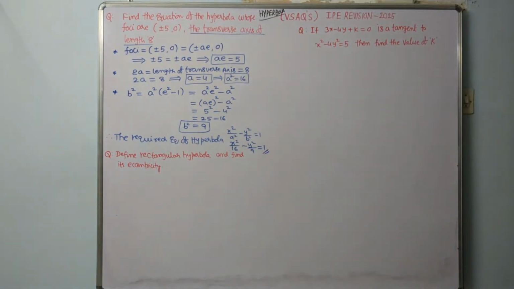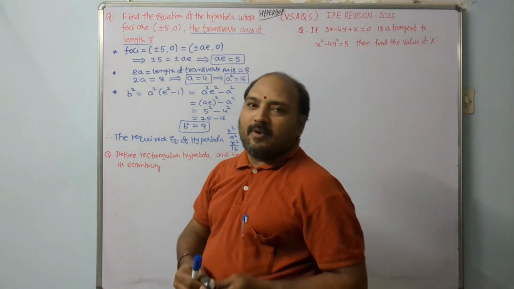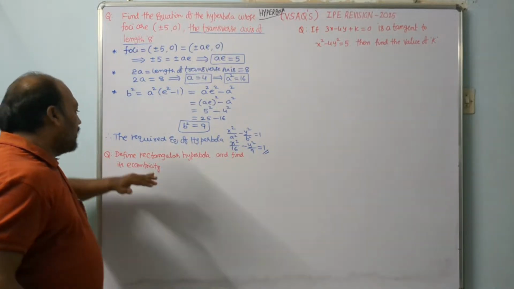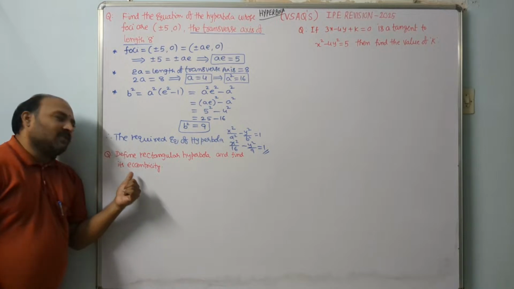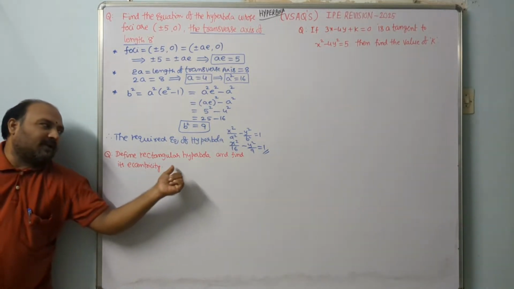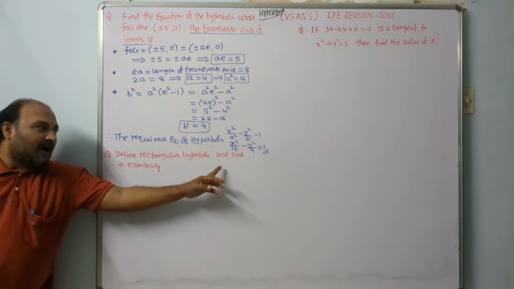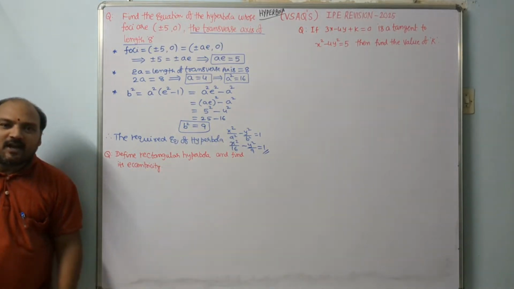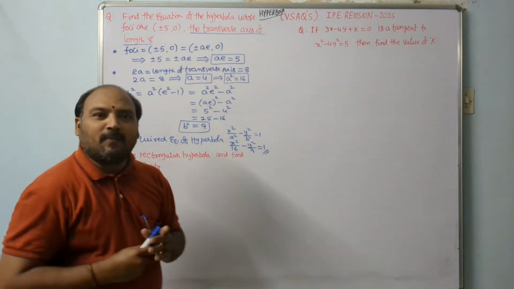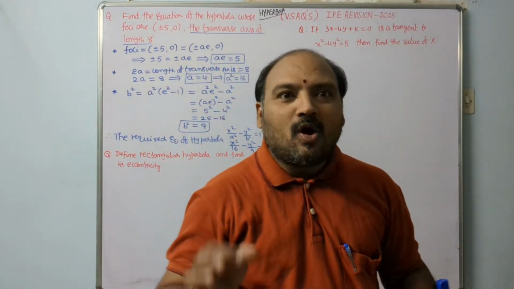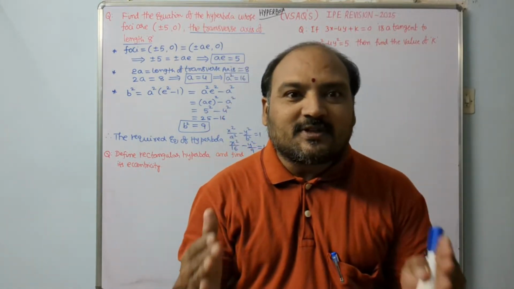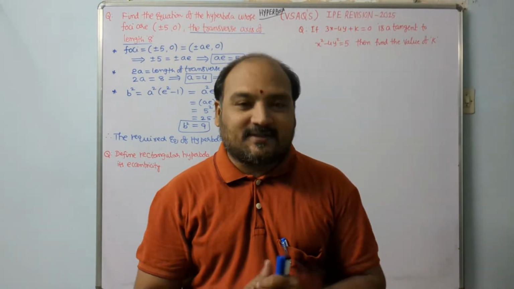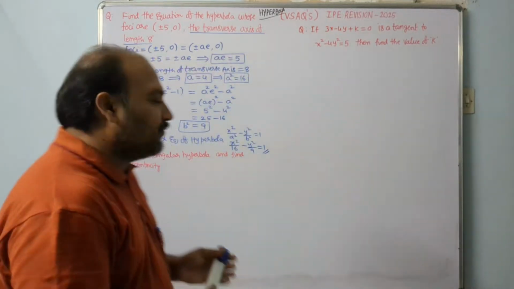Yesterday only I informed about this session, 2 marks questions on hyperbola. Now come to the very important question, which they ask a number of times in the public examination: define rectangular hyperbola and find its eccentricity. What is meant by rectangular hyperbola? The hyperbola is said to be rectangular hyperbola whose transverse axis is equal to conjugate axis. You remember, all of you?